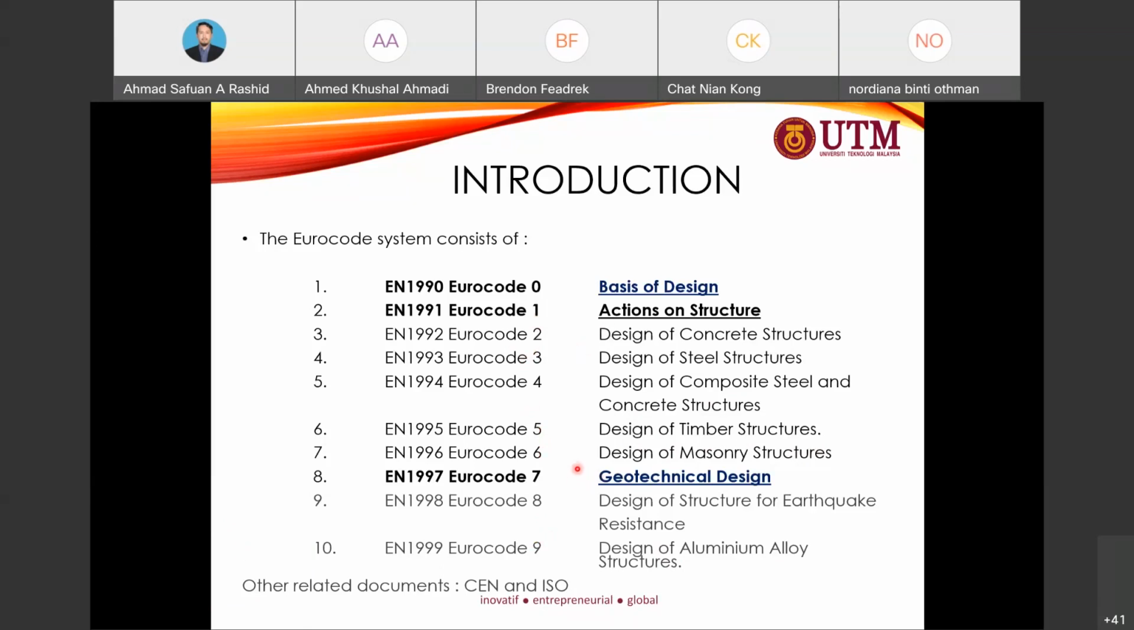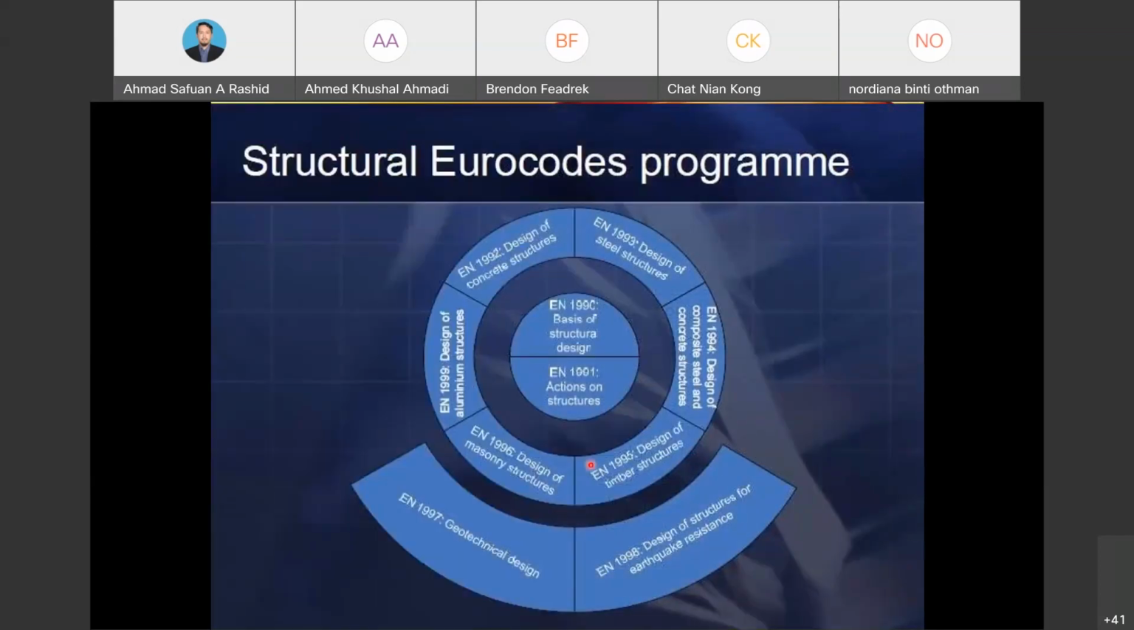Then for geotechnical design, it is covered in Eurocode 7. Then we have Eurocode 8, which discusses design of structures for earthquake resistance. So ideally, this is the structural Eurocode programme, where the main discussion on structural design and action on structures is covered in Eurocode 1990 and Eurocode 1991.